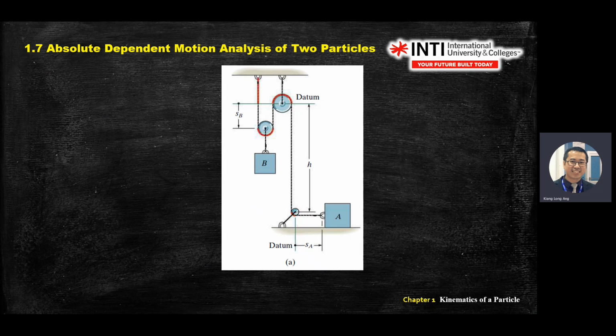For example, SB positive go down. SB means referring to this pulley or this object, the same because we mount it to the same thing. Okay. So SB positive go down, SA positive going to the right. H constant.